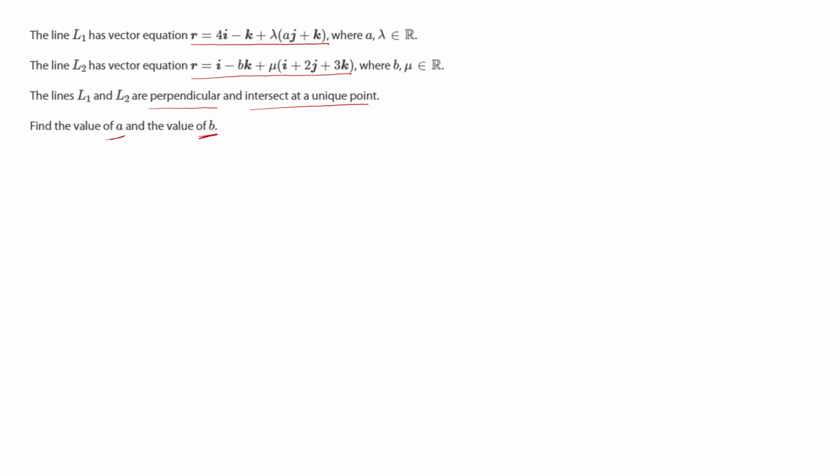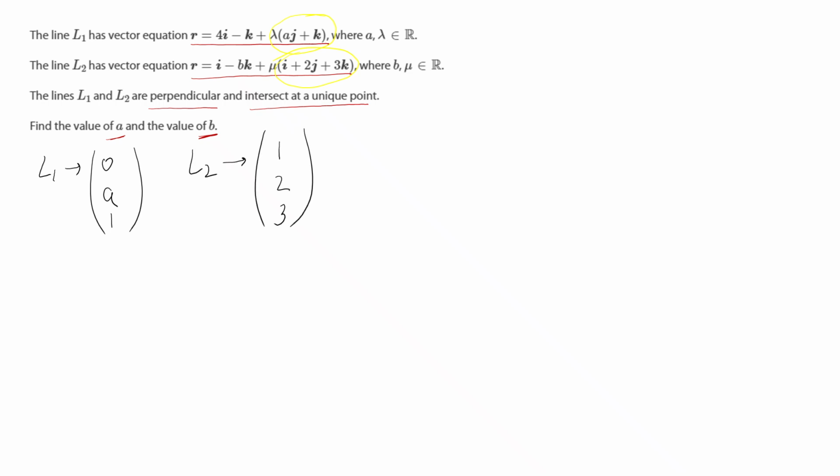So before solving the question, we have to first find out the direction vectors. So direction vector for line L1 is this and direction vector for line L2 is this. So we will first write the direction vectors: 0, A, 1. For L2, the direction vector is 1, 2 and 3.